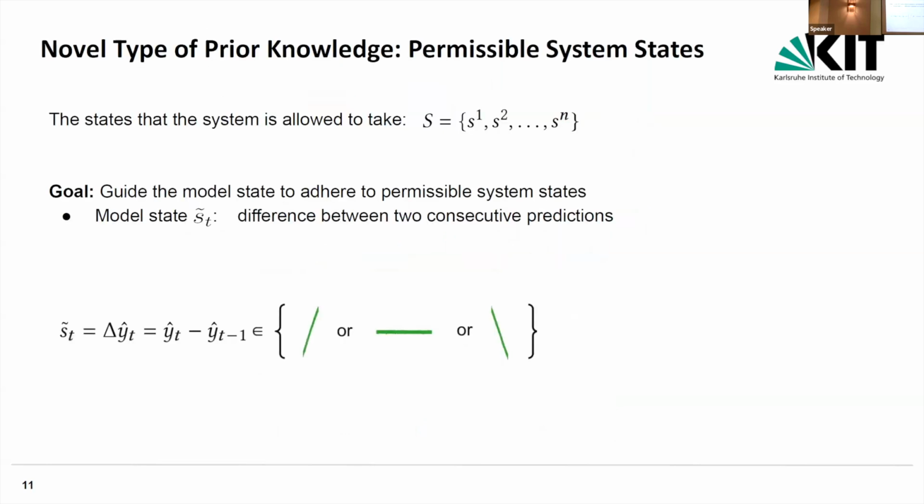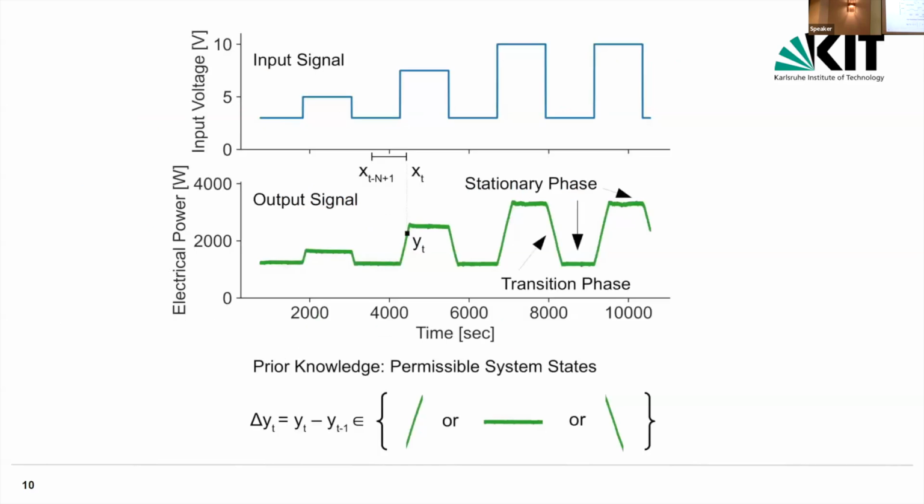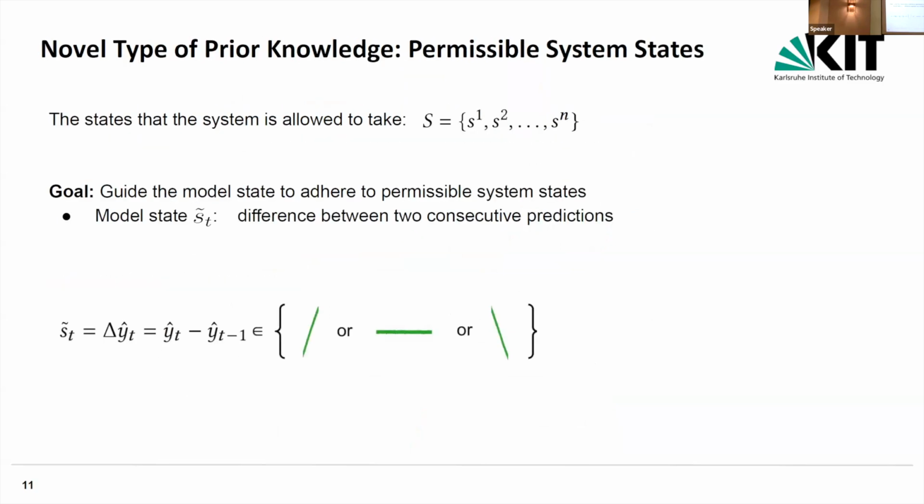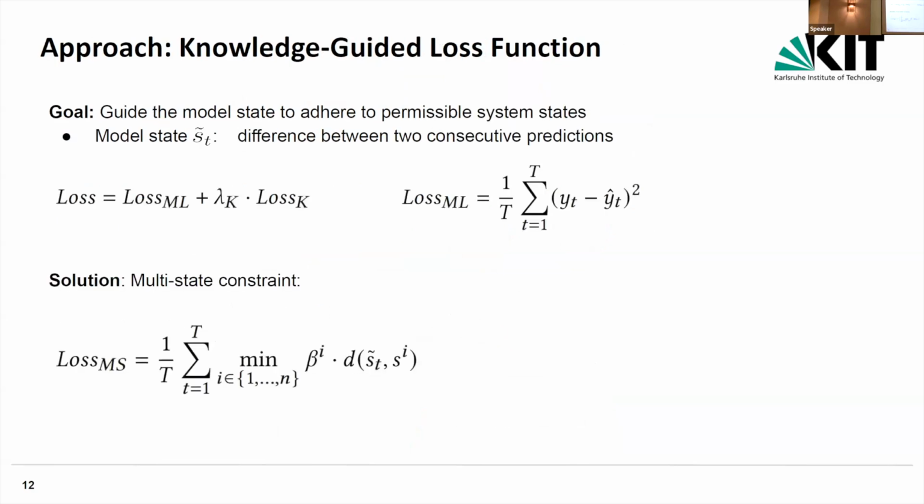We decided to name this kind of observational domain knowledge permissible system states. So if I go back, at the bottom you see three alternative states that the model is allowed to take. But the model should still decide by itself which is the most suitable for that particular moment. And the goal now is to guide our method to use one of those three states.